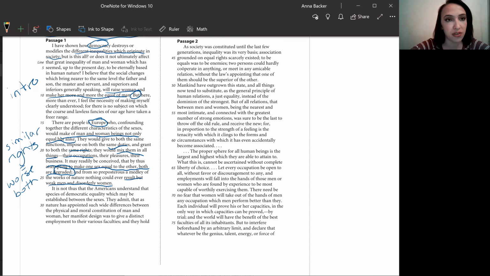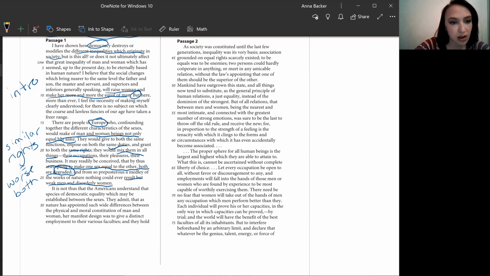So far we've introduced that we're talking about this equality of men and women. And this author has said that in Europe, they're giving people similar rights, but it's kind of making people both worse off. That gives me a hint that this author is probably not in favor of men and women having equal rights. Let's go on to our next paragraph.